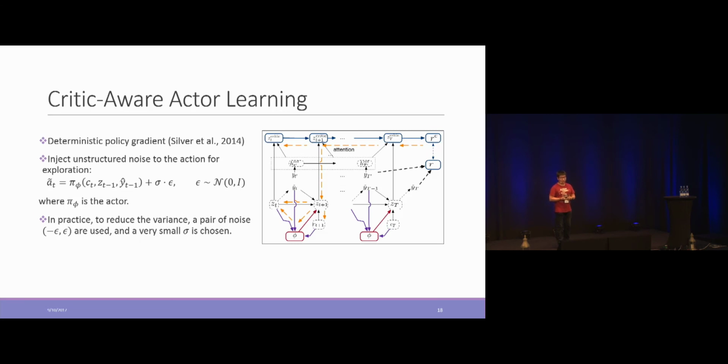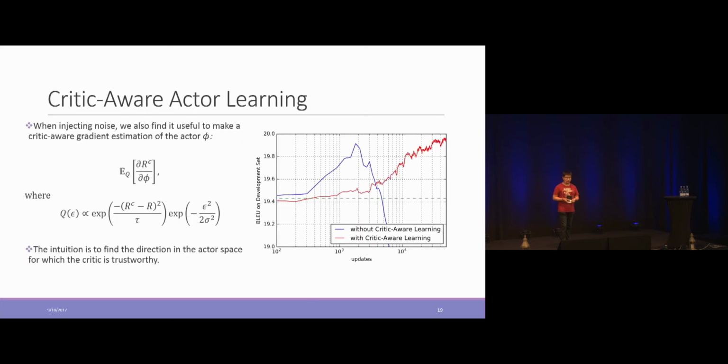So to do this, first we inject noise, which was also introduced in the original deterministic policy gradient. Aside from using the action, we also add noise to the actions, which has the same dimension as the action itself. Currently, the noise is sampled from a Gaussian distribution. In practice, to reduce the variance, a pair of noises is used.